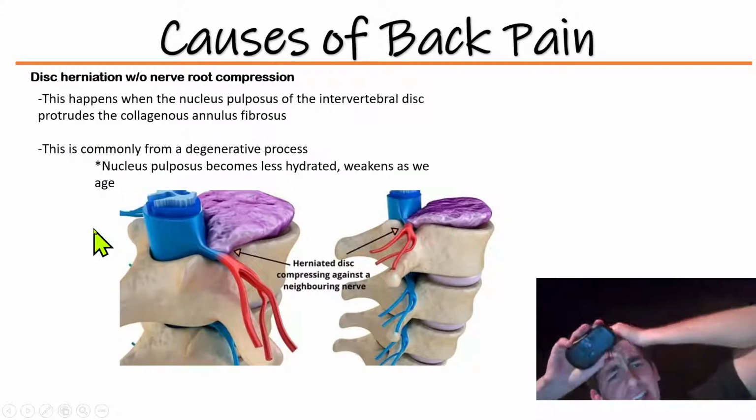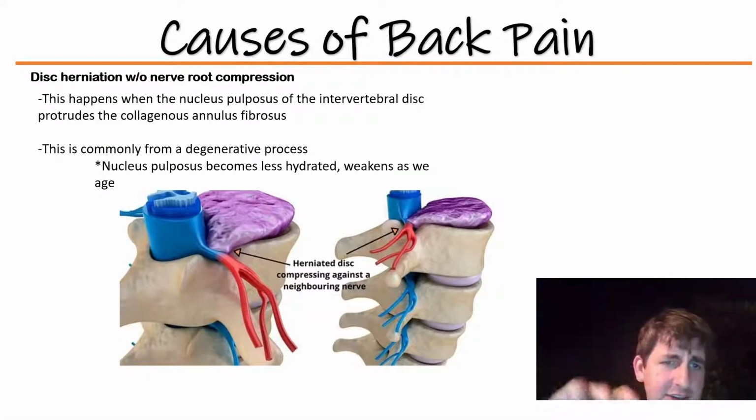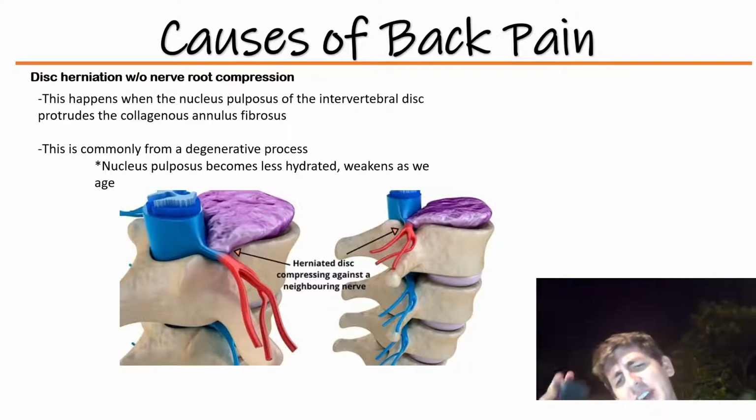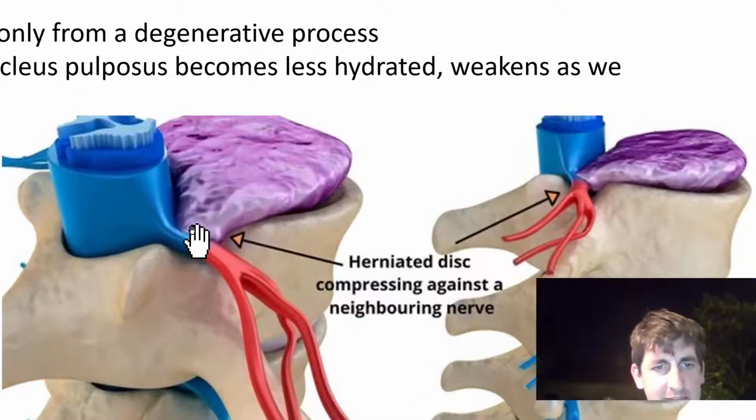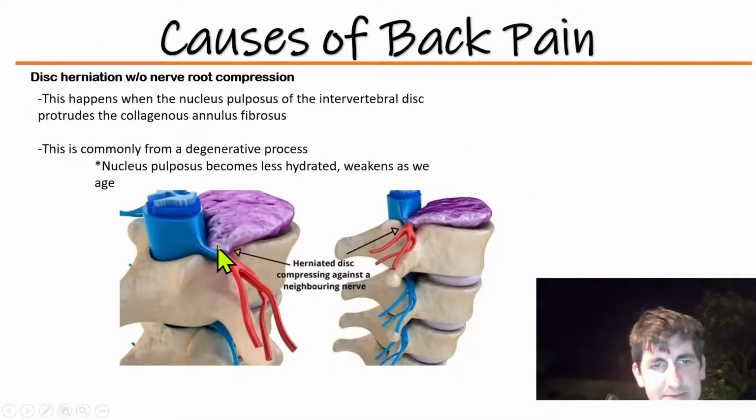So this is commonly from a degenerative process, aging, right? Nucleus pulposus becomes less hydrated as we age and weakens. And here we can see it will hit this nerve.